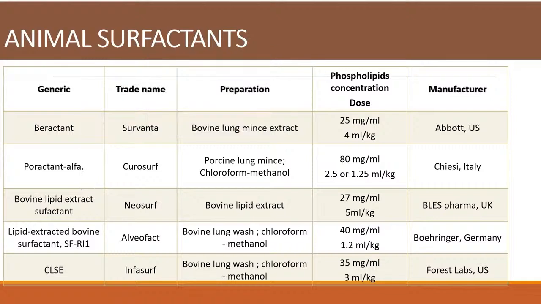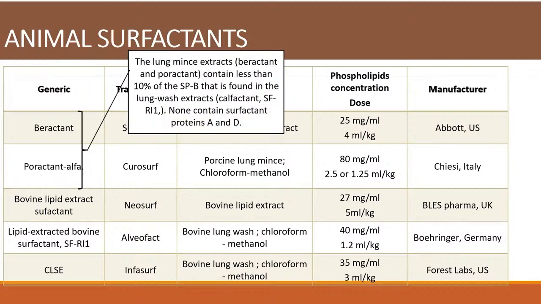Now, this is a table comparing the different preparation techniques and the trade names of available surfactant molecules, and it also lists the concentration of phospholipids in different surfactant preparations that are available. Some of the commonly used types of surfactant include Survanta, which is bovine lung minced surfactant, also known as Beractant alpha. It has 25 milligrams of phospholipid per ml, and the clinical dose that is recommended is 4 ml per kg, which translates into 100 milligrams per kg weight.